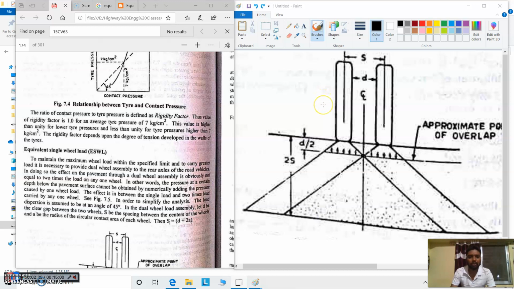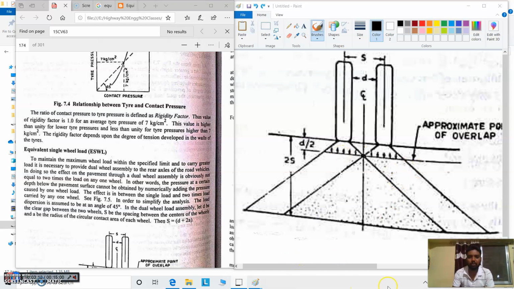But this is concerned with dual wheels. Dual wheels are considered to maintain the maximum wheel load within the specified limit or area. To carry a greater load, it is necessary to provide a dual wheel assembly at the rear axle of the vehicles. At the back side, you will have seen this type of arrangement in buses and lorries, right? There is a two-wheel assembly provided at the rear axle of the vehicle, intended to carry a greater load on the rear side.